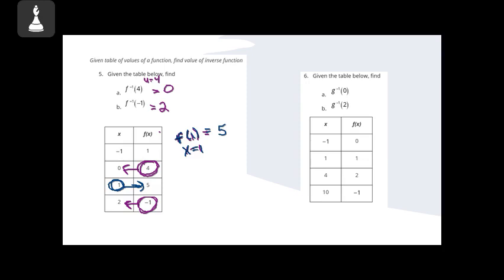We have another table here. This should say g, because it is saying our function is g here, so you can correct that if you want. g inverse of 0. So the y value is 0 when x is -1. g inverse of 2. So we have a y value of 2 when x equals 4.